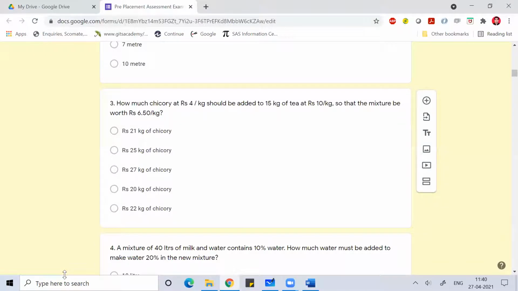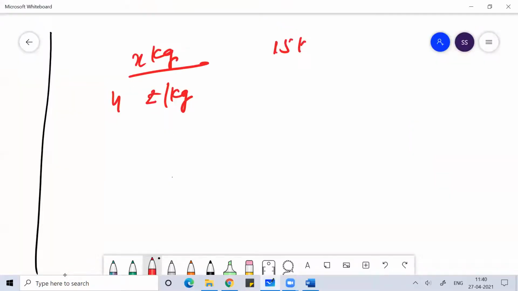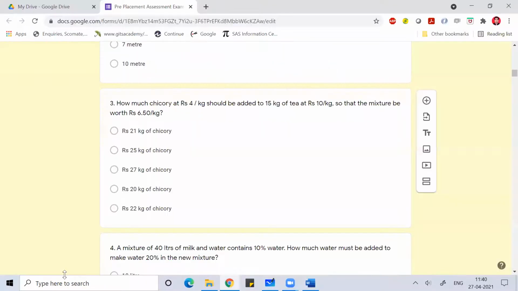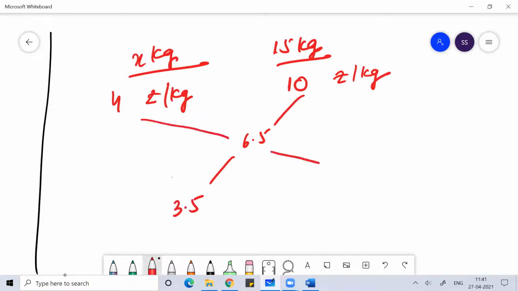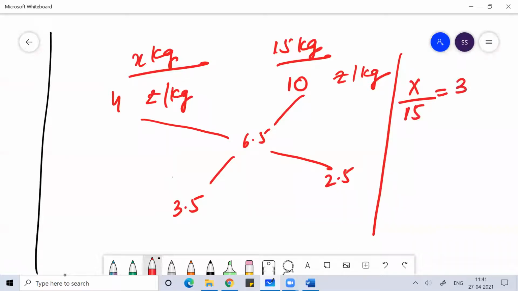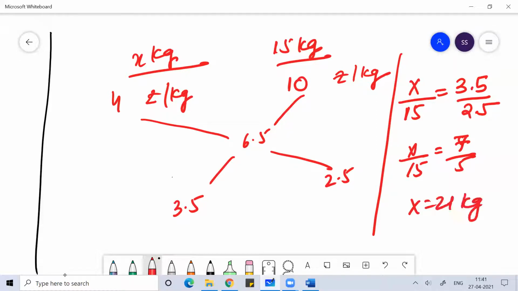You're mixing this with 15 kg of tea, which is 10 rupees per kg, so that the mixture is worth 6.5 rupees. You can simply take 10 minus 6.5, which is 3.5, and 6.5 minus 4, which is 2.5. The ratio of the quantities x by 15 will be the ratio of these differences, 3.5 by 2.5. X by 15 is 7 by 5. The value of x is 21 kg.